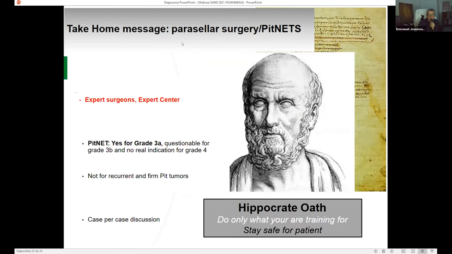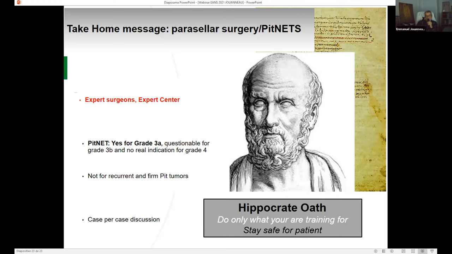So the take-home message for parasellar surgery: you need to be a pituitary surgeon, trained enough in an expert center. It's the message all over the world. And for PitNETs, you can push your surgery a little bit more, especially with endoscopic technique. It's probably beneficial for patients for grade 3A, questionable for grade 3B, and no real indication for grade 4. For sure, it's more complicated when you deal with recurrent and firm PitNet tumor. And it's a case-per-case discussion.